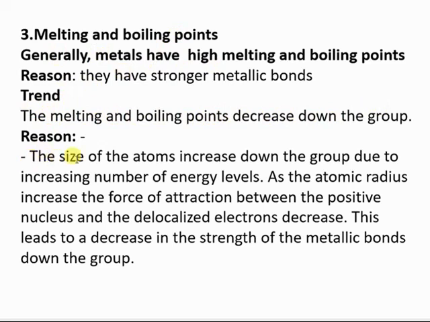The size of the atom increases down the group due to the increasing number of energy levels. As the atomic radius increases, the force of attraction between the positive nucleus and the delocalized electrons decreases. This leads to the decrease in the strength of metallic bonds down the group.